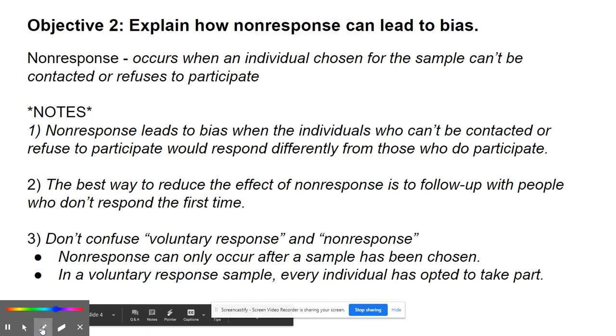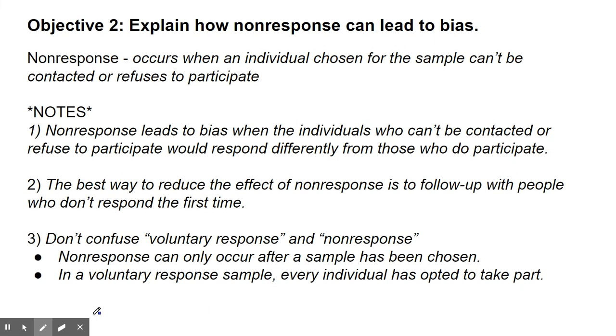All right, so now we have objective 2 here. We're talking about non-response. So again, we talked about something called voluntary response. It's a little bit different than this non-response. So pay very close attention. Non-response occurs when an individual chosen for the sample can't be contacted or refuses to participate. The individual is chosen and they do not respond. Do not respond, right?